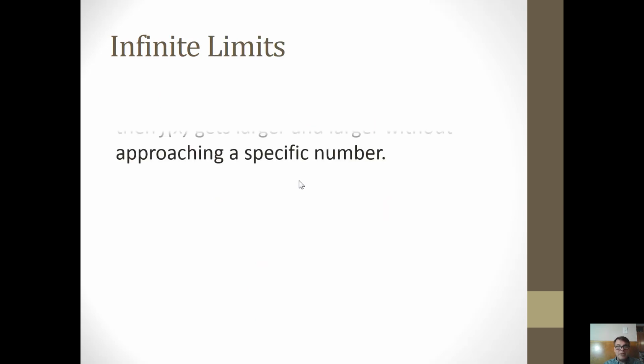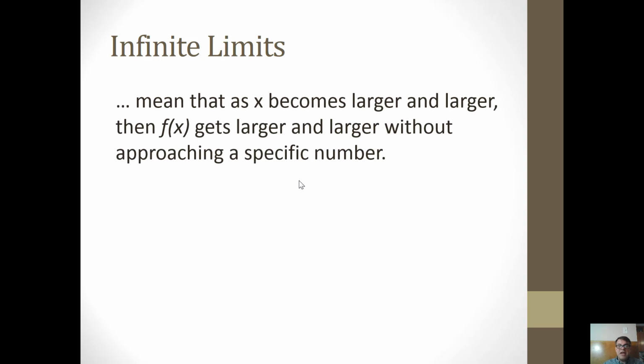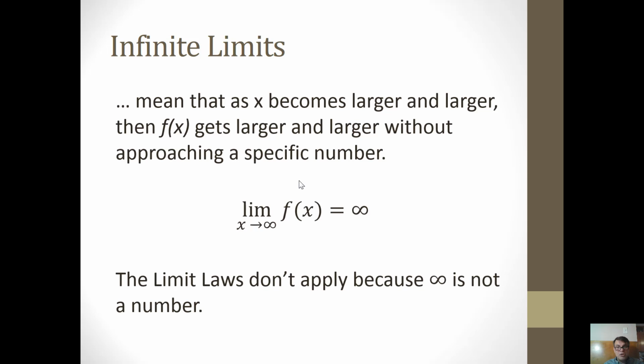Okay, so infinite limits. Now this means that as x becomes larger and larger, then f of x gets larger and larger without approaching a specific number. This is the one where it actually does go to infinity as x goes to infinity. So there's no horizontal asymptote involved in this kind of an infinite limit. This is the kind of situation where the limit as x approaches infinity of some function is actually infinity. They both just get bigger and bigger and bigger. So the limit laws don't apply in this case because infinity is not a number. Yay, mathematicians and their fine points.